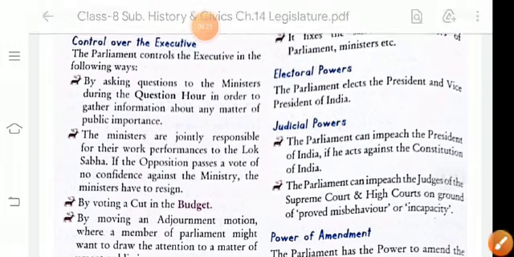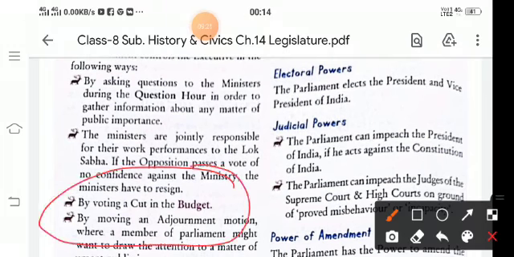They also have a vote to cut the budget. Sometimes there is an emergency. How to cut the budget? A common discussion is there, and also by moving an adjournment motion.